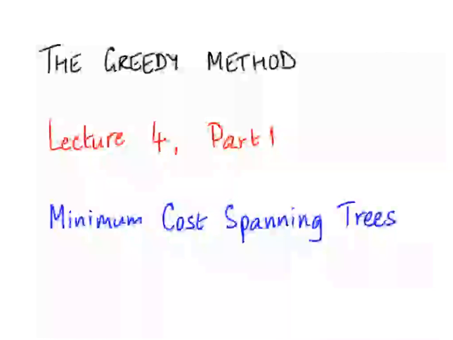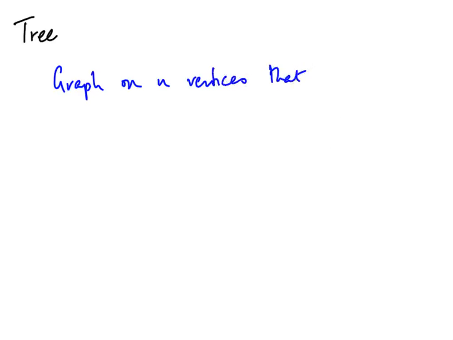So let's look at the problem of constructing a minimum cost spanning tree in a graph. So the first thing we need to define is a tree. A tree is a graph on n vertices that has two properties. It is connected, and it is acyclic, that is, there are no loops in the graph.